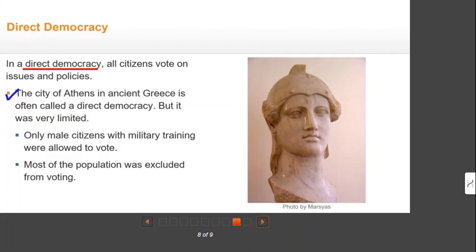Only some of Athens' citizens were given the right to vote. Only male citizens with military training were allowed to vote. They made up about 10 to 20% of the population. The other 80 to 90% of the population was excluded from voting. This group was composed of women, enslaved people, freed slaves, children, and foreign residents.